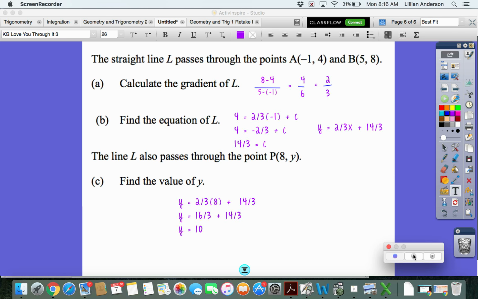Now, if L also passes through the point 8, y, and you have to find the value of y, that means that when you plug in 8 for x and y for y, you can solve a regular linear equation. So when you plug in 8, you'll have 2/3 times 8 plus 14/3. When you multiply, that gives you 16/3 plus 14/3. Common denominators mean that you can add the numerators. 16 plus 14 is 30. 30 divided by 3 is 10.